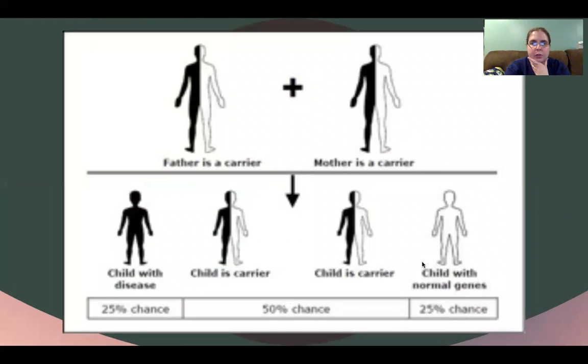So it's just kind of showing how, once again, we're looking at the Punnett square aspect. Father might be a carrier for a recessive disorder. Mother's a carrier for a recessive disorder. So they're heterozygous. Neither one of them have the recessive disorder, but they carry the allele for it, so that they have a 25% chance of their child having that recessive disorder.